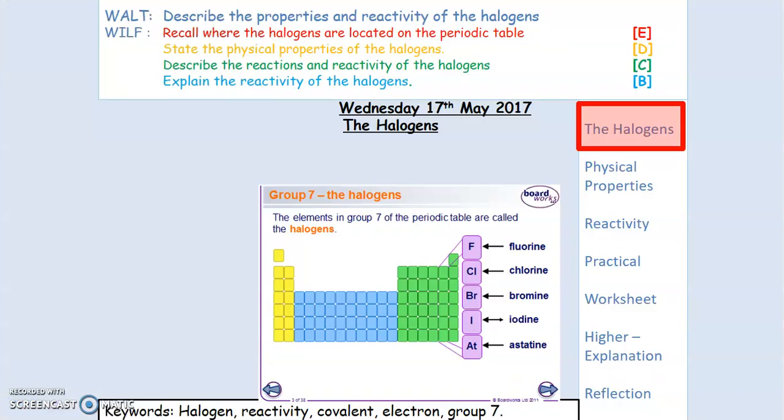Group 7 elements, the halogens, well, they are in the 7th column, going from left to right across the periodic table. You can see them on the screen now. They are fluorine at the top, chlorine, bromine, iodine, and astatine, in that order, top to bottom. So they are the group 7 elements. They are known as the halogens, and there are certain things you also need to know about those, as you will see from your fact book.